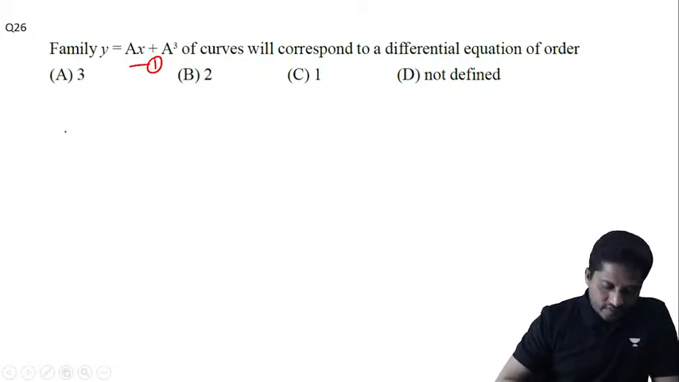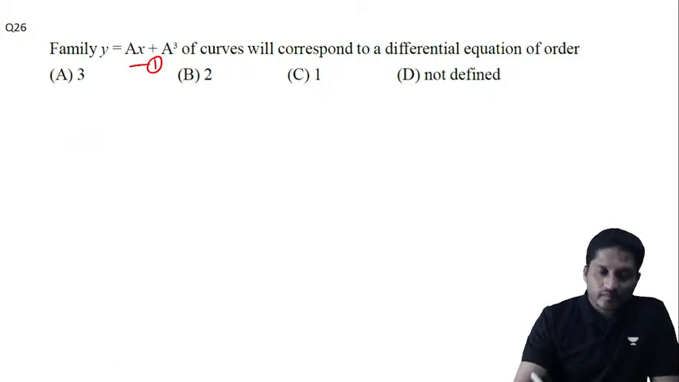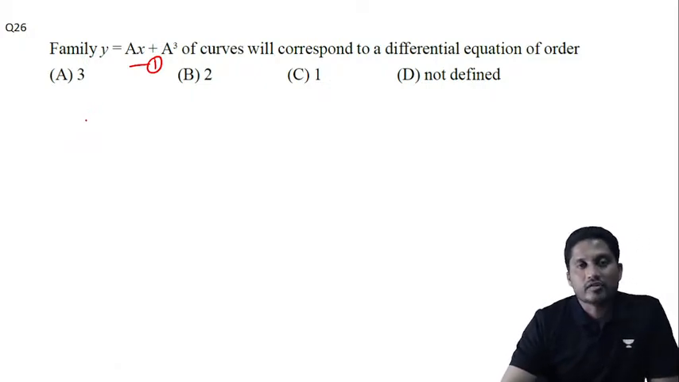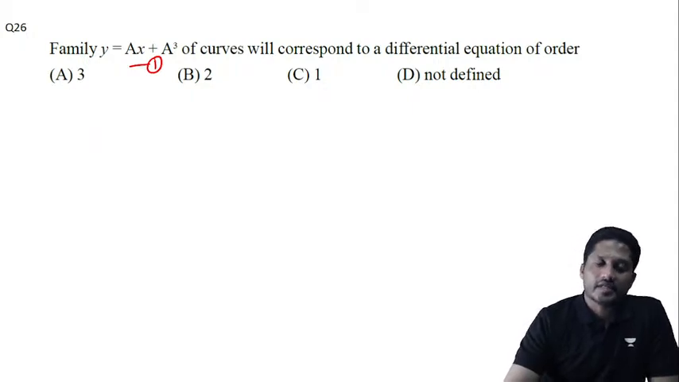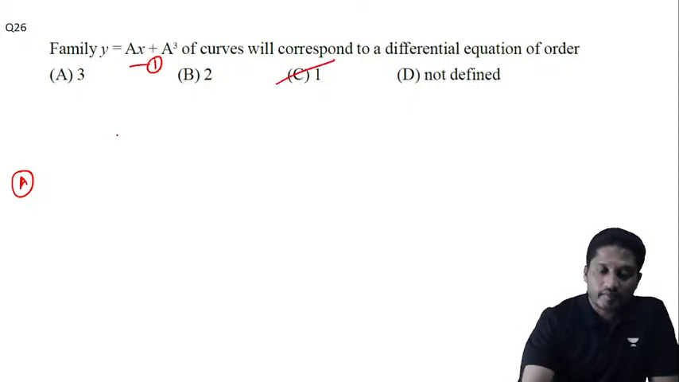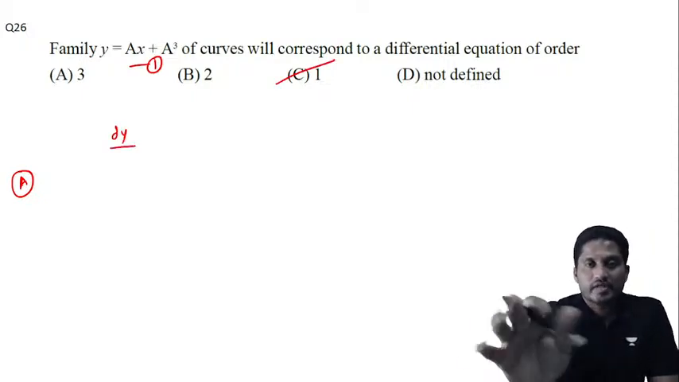So if I differentiate this, number of arbitrary constants is equal to order of the differential equation, right? There's only one arbitrary constant A. Order should be 1. Even if I solve by the normal method, looking at the question only answer is 1.